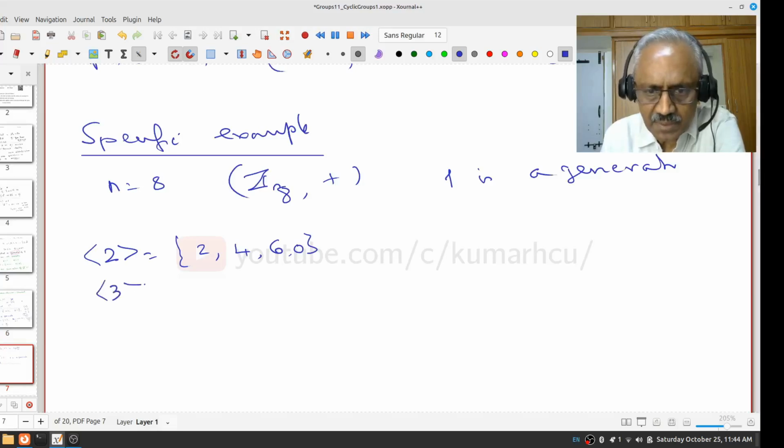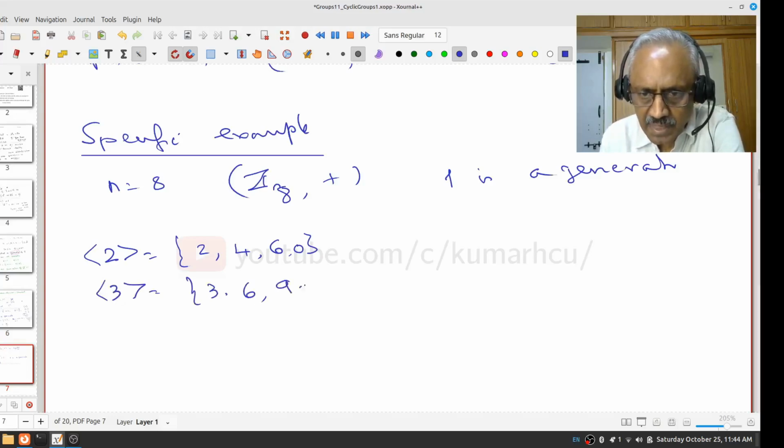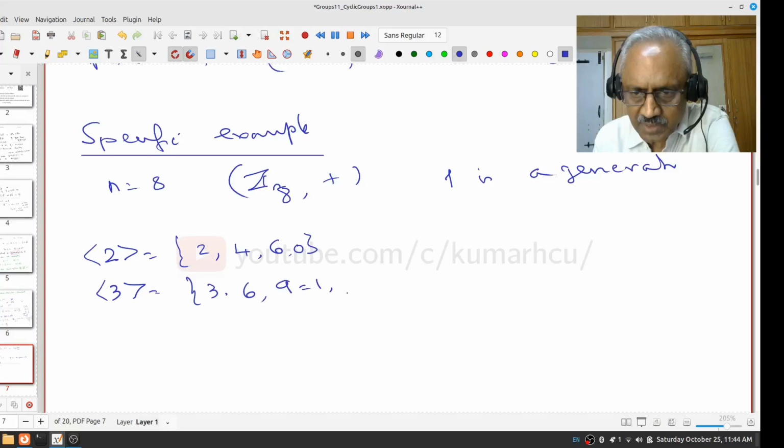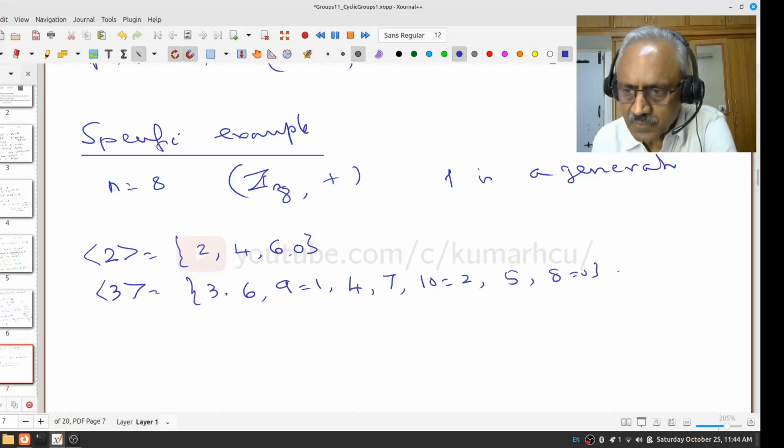How about 3? 3, 6, 9 which is 1, and 1 plus 3 is 4, 4 plus 3 is 7, 7 plus 3 is 10, that is equal to 2, and 2 plus 3 is 5, and 5 plus 3 is 8, which is 0. That means this is all of Z8. Therefore, 3 is a generator.